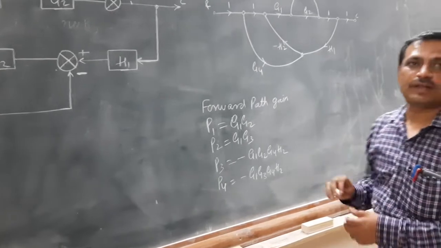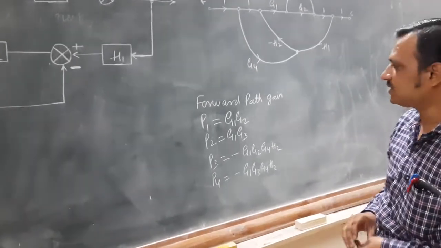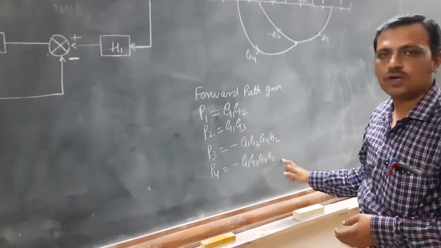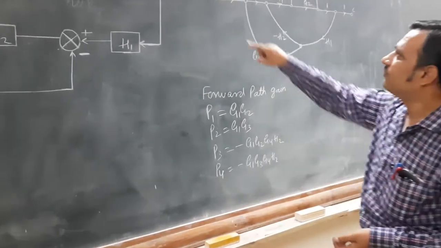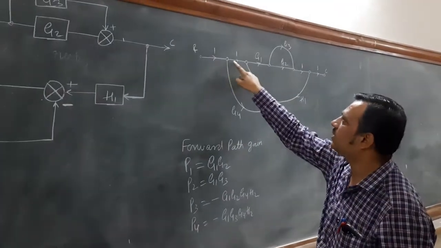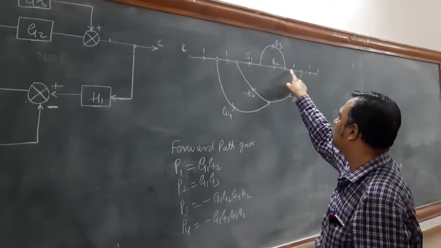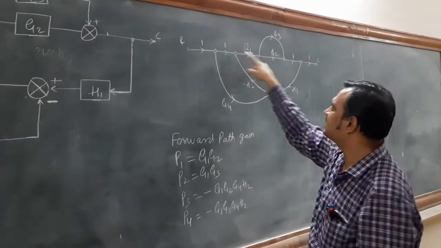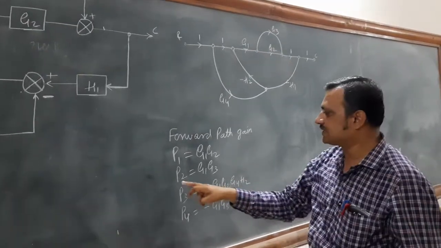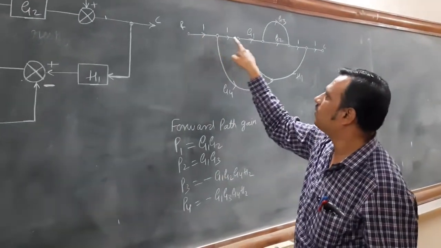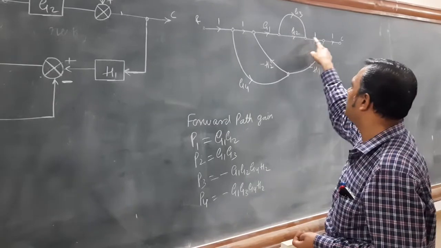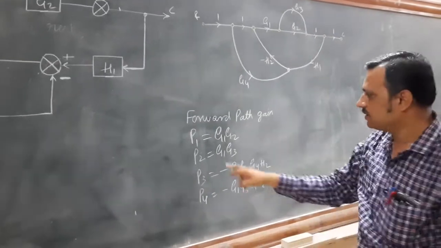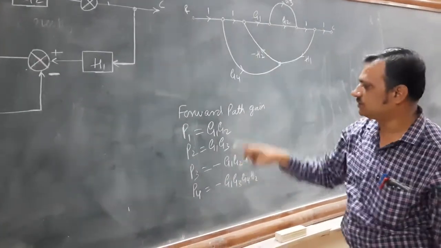Next we have to identify the forward paths. In this problem we have a total of 4 forward paths. The first forward path is 1 into 1, G1, G2, 1, 1. If you multiply all these things, you get G1, G2. Next, the second forward path: 1, 1, G1, G3, 1, 1. Then you multiply to get G1, G3.